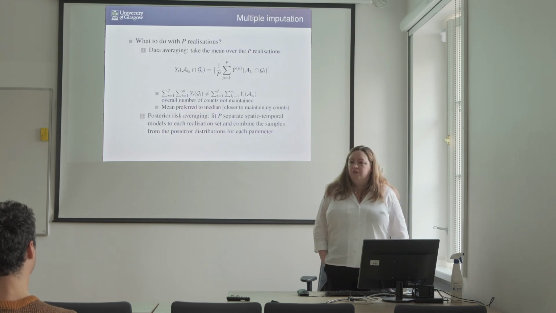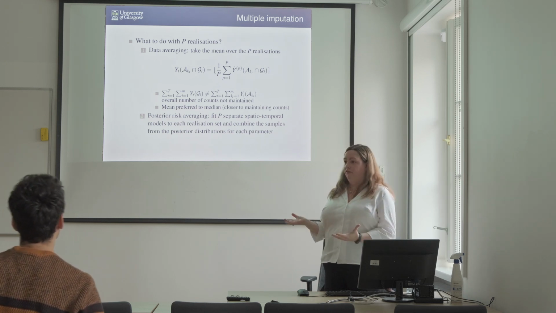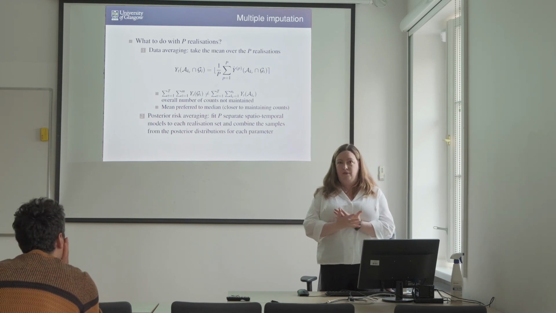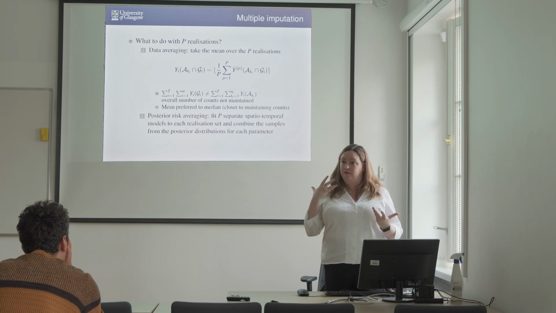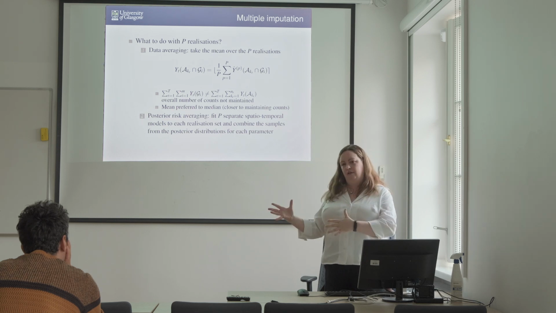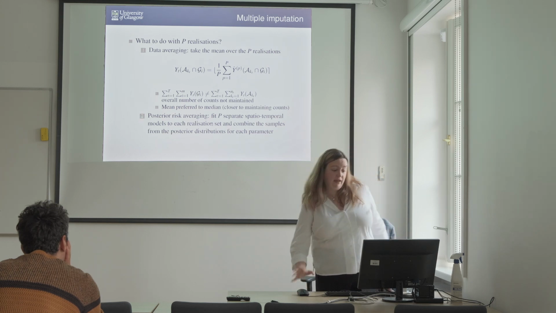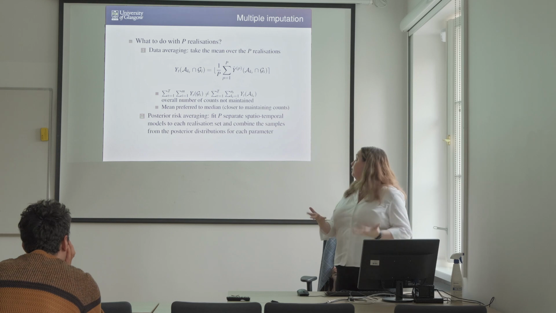But multiple imputation brings up another question, which is what do you do when you have multiple data sets? Do you take the multiple data sets and average them to try and get a roughly single point estimate of this? Or do you run the model on each of the data sets and then average the results of the model in some way? So we're going to call that data averaging versus posterior risk averaging. So we tried both just to see what we had.